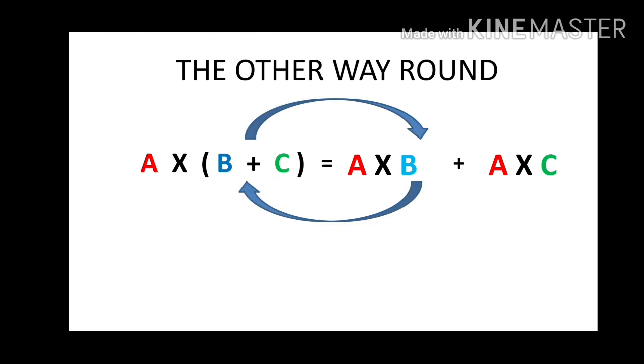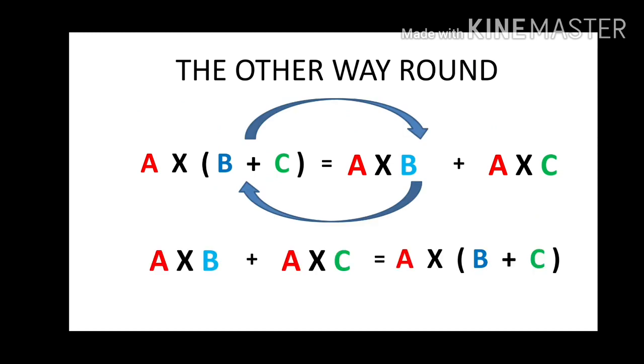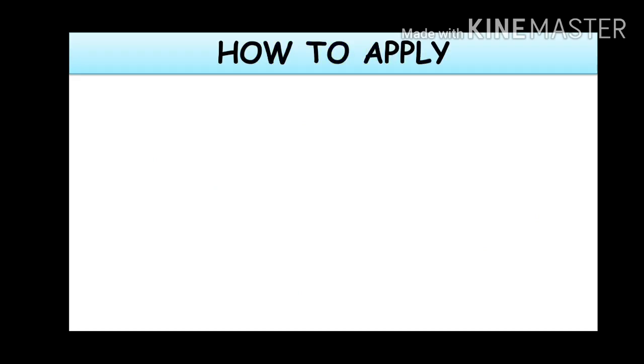Now let's see another way. We can see here, we are just exchanging their positions. So what we get? A into B plus A into C can be written as A into B plus C. To understand it better, let's see how to apply them.